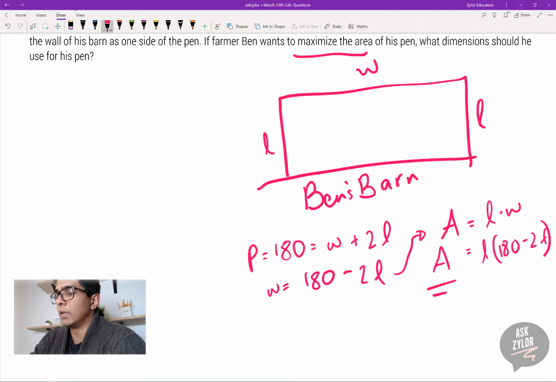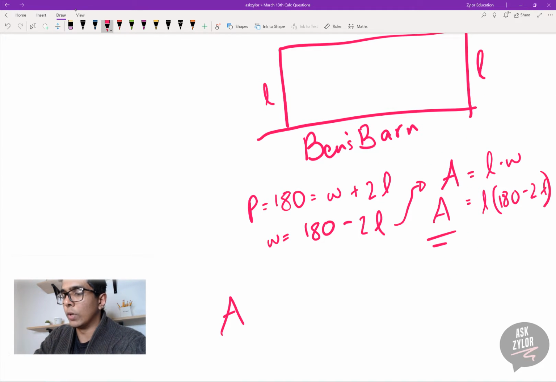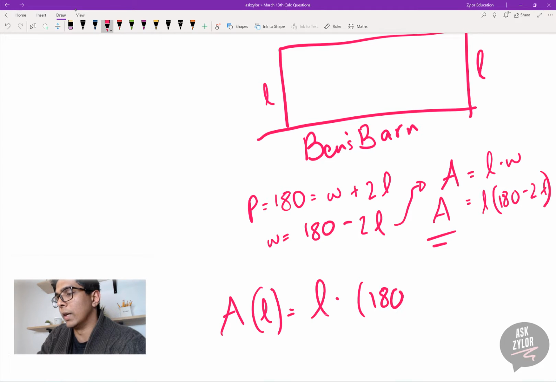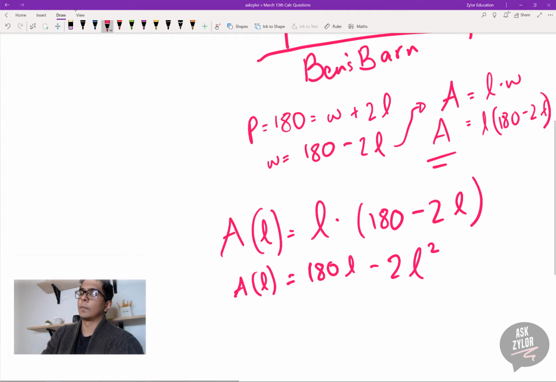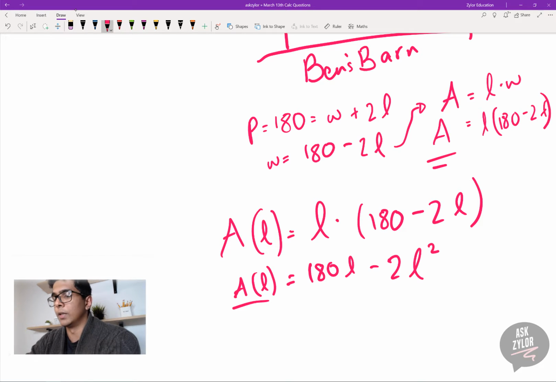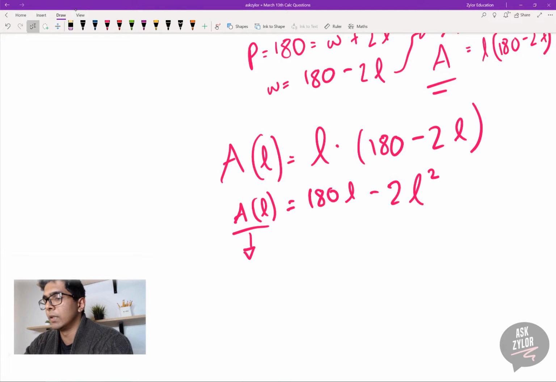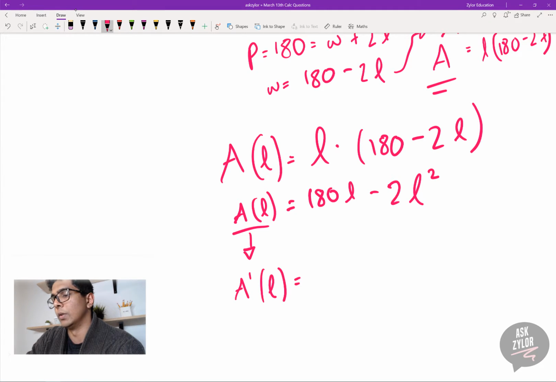And then we have to maximize the area. So I've come up with an equation that gives me area in terms of length. So I'm going to write that more clearly, 180 minus 2L, and that's going to give me 180L minus 2L squared. So if we were to maximize the area, that means we have to find the derivative of the area function and equate that to 0 and solve for my L, or my length. So I'm going to do just that. I'm going to find the derivative of my area. So that's going to be 180 minus 4L.